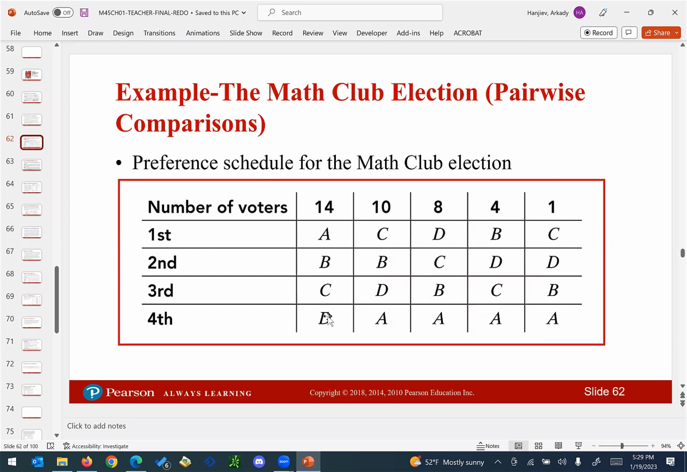C is higher than D. That means C gets 14 points. C is higher than D. C gets another 10 points. So now C has 24 points.